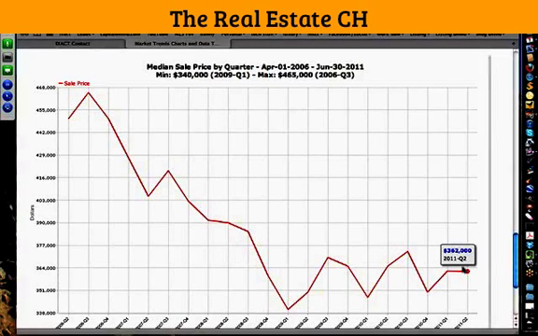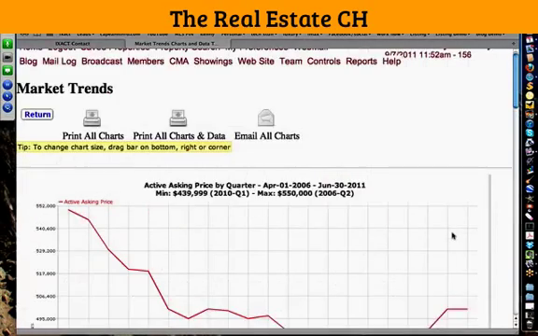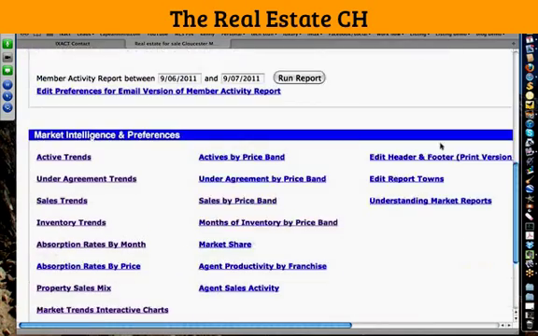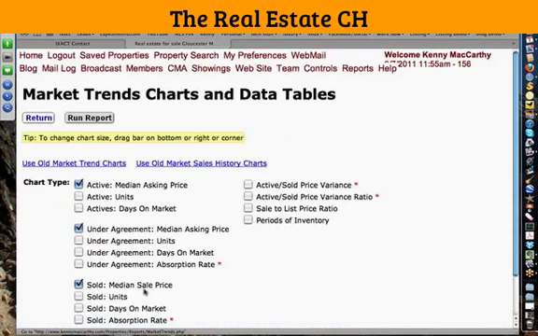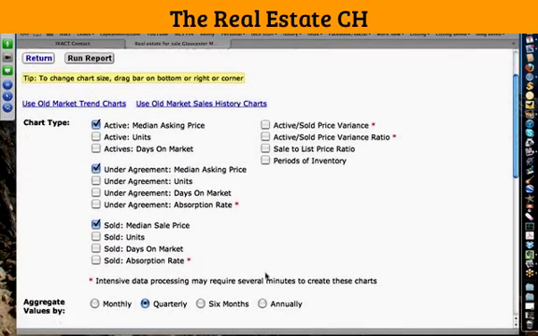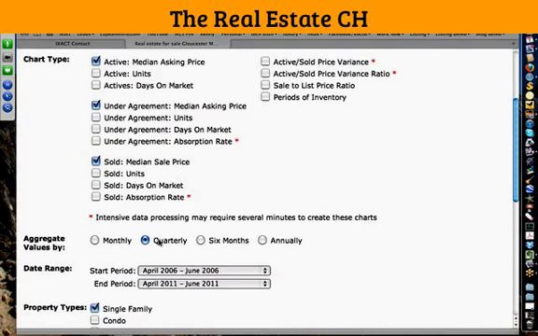So that's the interactive charts, and there are several interactive charts that one can choose and use. The ones that I like to use are the median ask, under agreement, and sales price. And I also like to do it by quarter, not by month. And I love to go back to the quarter when they bought their property, because it can show them right from there what's happened.